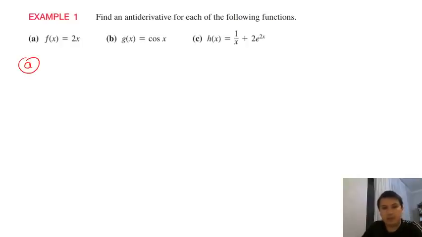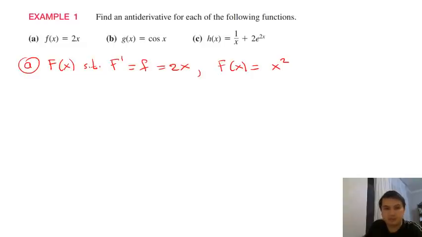So in A we have 2x. So what are we looking for? We are looking for some capital F such that its derivative gives me little f, which is 2x, right? So a little thought might give us x squared, right? From the power rule for derivatives, we know that the derivative of x squared is 2 times x, so that gives us 2x. Hence, the antiderivative of 2x is capital F.